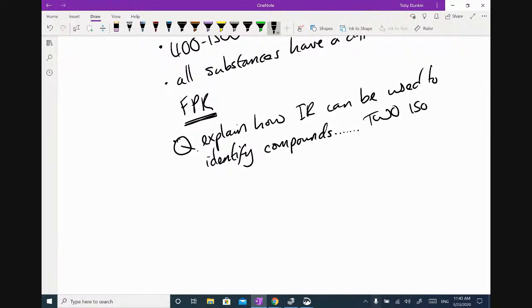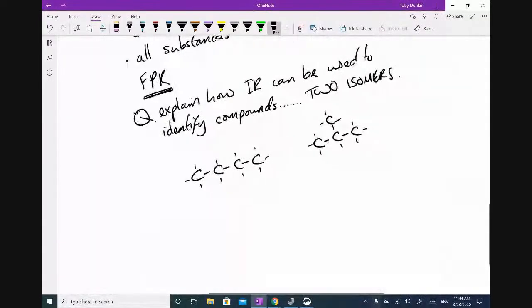The example might be butane versus methyl propane, for example. We know that these two are going to be very difficult to distinguish. They will have a difference: this one is going to have a slightly lower melting point, but we don't need to talk about melting point for these guys. It would be boiling point, BPT. Butane has a greater boiling point than this guy.